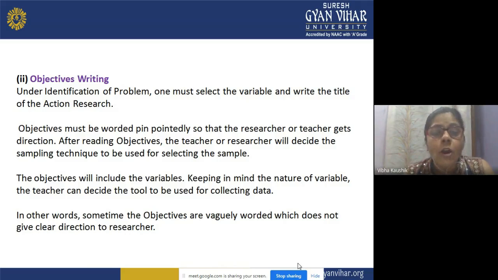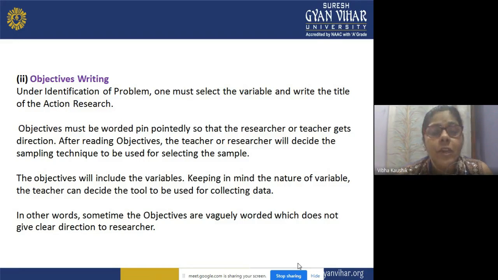It cannot be focused on English pronunciation or Hindi pronunciation, so that the researcher or teacher gets direction. Why are we saying that objectives should be written? Because it will give a direction to the researcher, that in that direction I have to move. After reading the objectives, the teacher or researcher will decide the sampling technique to be used for selecting the sample.